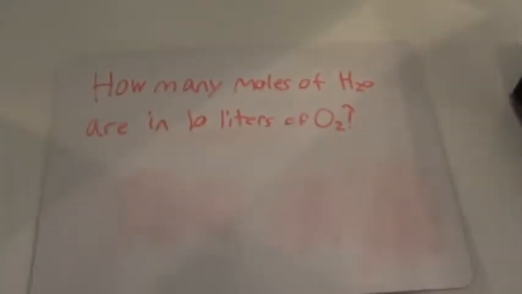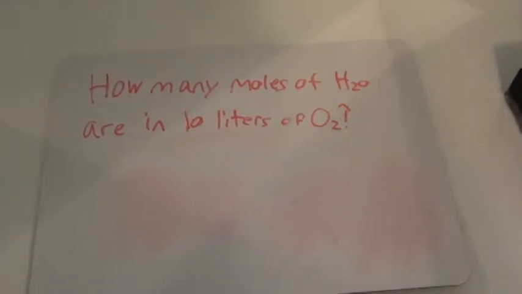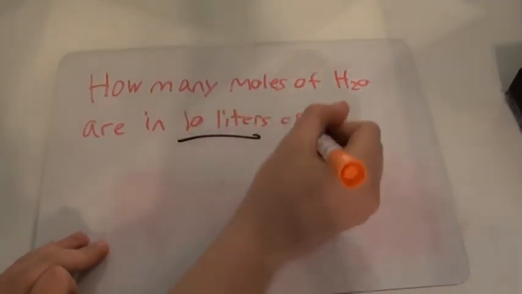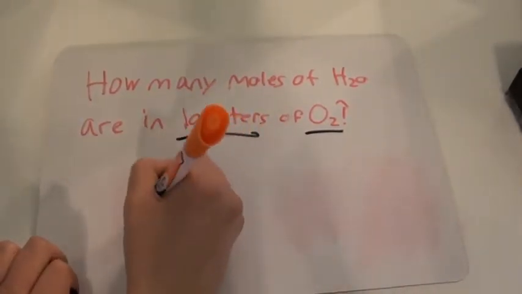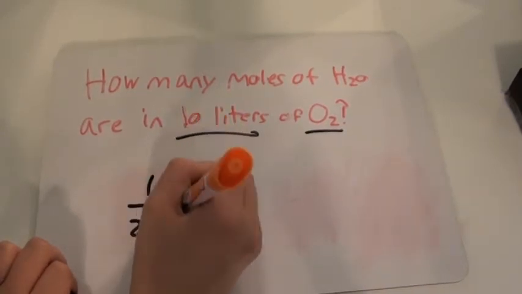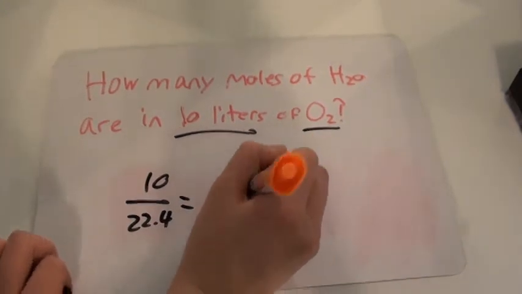So our question is, how many moles of H2O are in 10 liters of O2? So what we need to do first is take 10 liters of O2 and divide it by 22.4 liters. The answer should be 0.44.